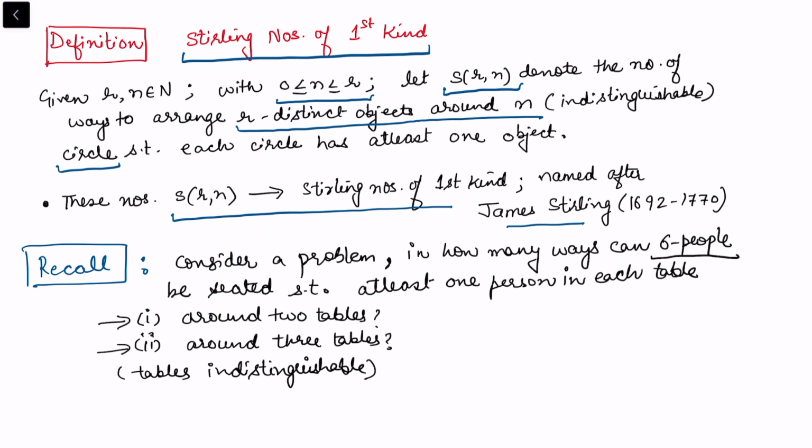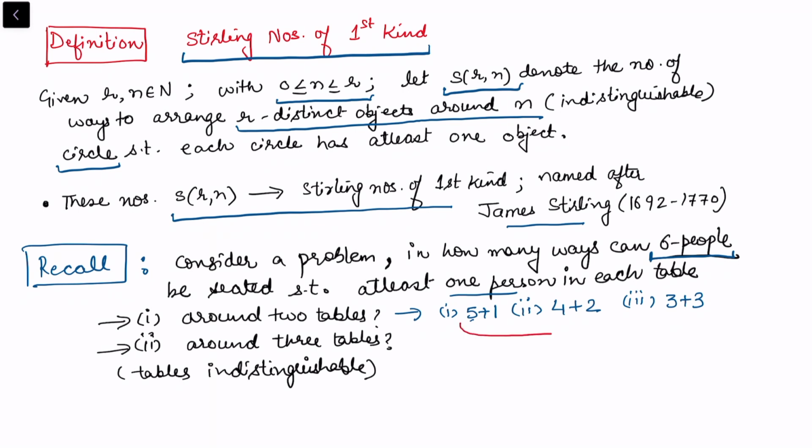So if it is around 2 tables and we want to seat 6 people, ensuring that at least one person sits at each table, there are possibilities. Either this can be done as 5 plus 1, that is 5 people sit at one table and one person sits at another table. Second possibility, 4 people sit at one table and 2 sit at another table. And the third possibility is that both are equal. Now, I've explained this in my last video.